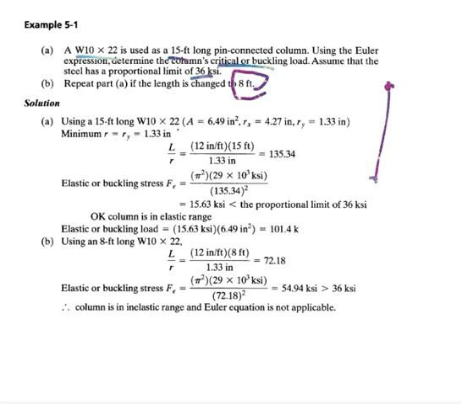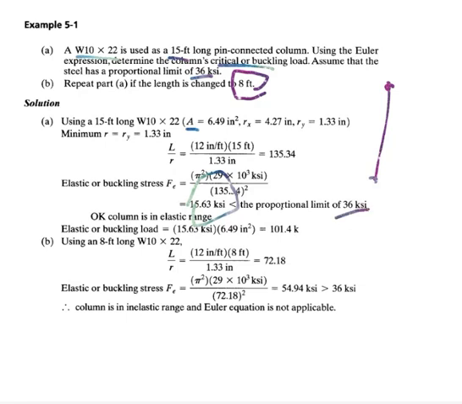For the 15 feet long W10x22 section, we have the cross-sectional area, rx and ry. The minimum, ry, we need to consider, is 1.33. So L by r: 15 feet converted to inches, multiplied by 12 inches per foot, divided by r in inches, gives 135.3. The elastic buckling stress is pi squared E by (L by r) whole squared. This elastic buckling stress is 15.63 ksi, which is less than 36 ksi.